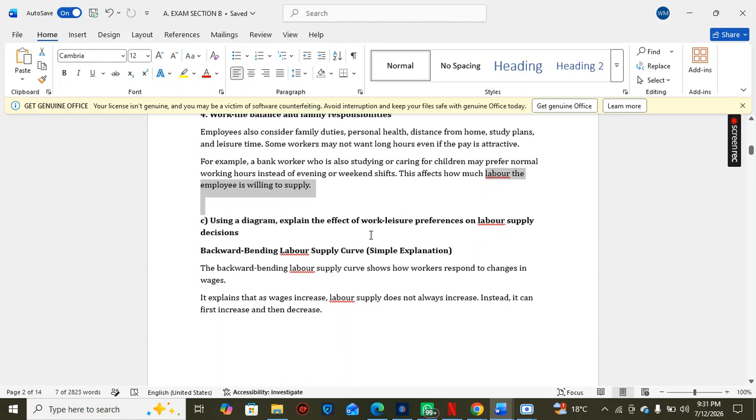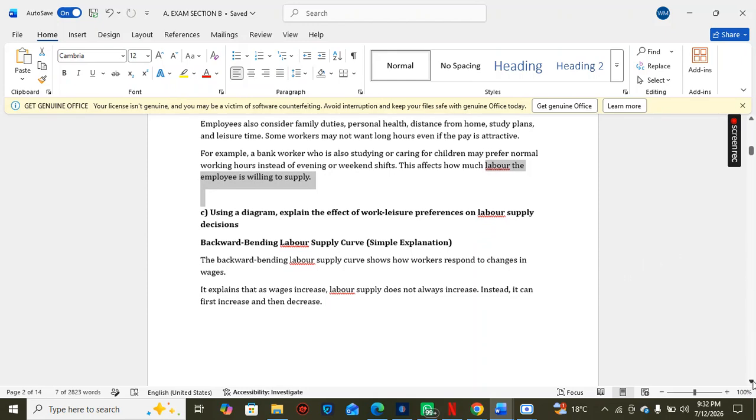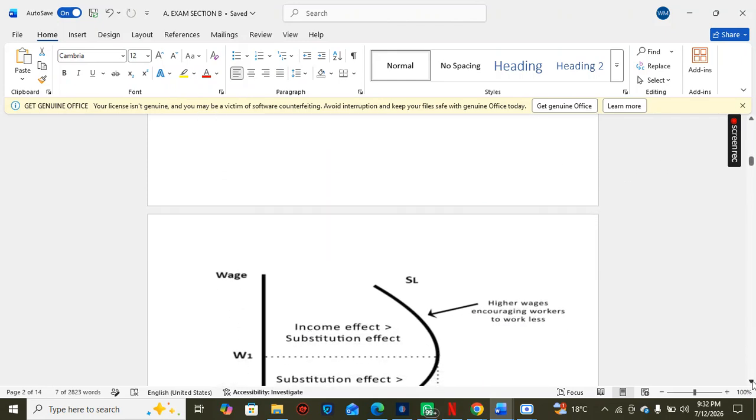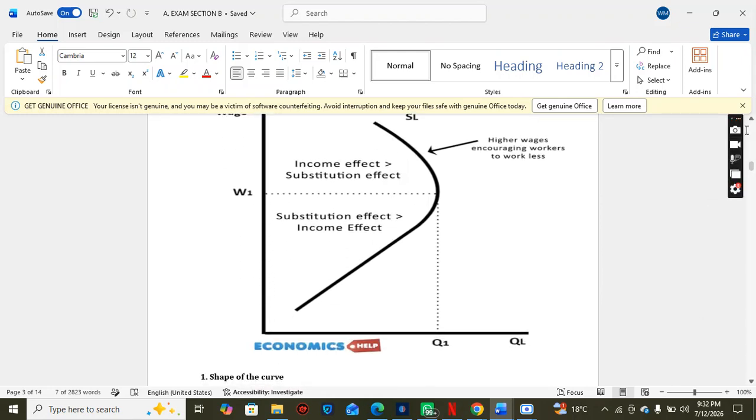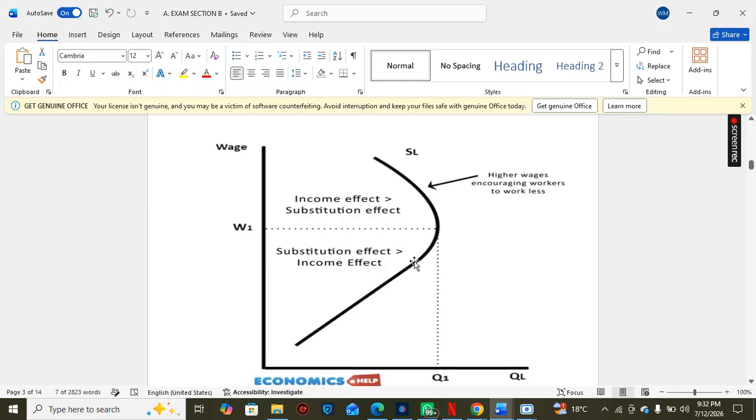Using a diagram, explain the effect of work-leisure preferences on the labor supply decisions. All right. So we're talking about work and leisure preferences. I'll refer to this backward-bending supply curve. We have two effects here, the income effect and the substitution effect. So remember this, colleagues. Substitution effect, all right? You give up leisure to work more hours. You substitute leisure with working. Okay, that is the substitution effect.